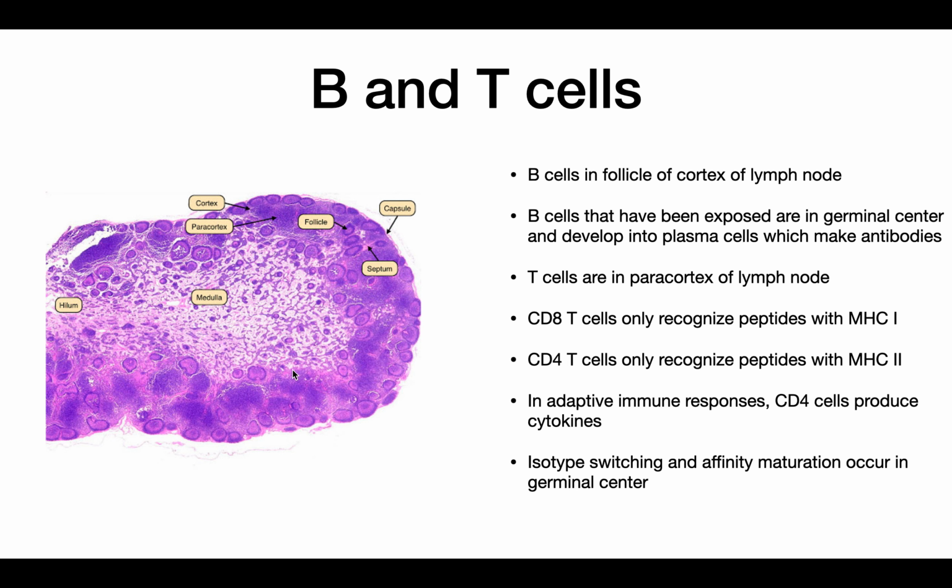The T cells are going to be in the paracortex, so in between of the lymph nodes. And the CD8 T cells, the killer T cells, are going to recognize the peptides with MHC1. CD4 cells are going to be recognizing the peptides with MHC2. So in the adaptive immune responses, CD4 cells are going to also produce the chemokines. The isotype switching and affinity maturation will happen in the germinal center, which kind of makes sense. So it's going to germinate all of your mature cells.